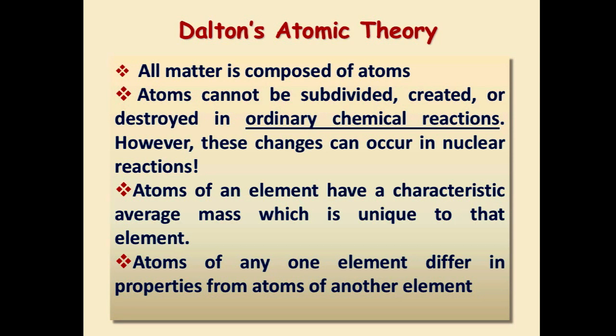Atoms cannot be subdivided, created, or destroyed in ordinary chemical reactions. However, these changes can occur in nuclear reactions. Atoms of an element have a characteristic average mass which is unique to that element. Atoms of any one element differ in properties from atoms of another element.